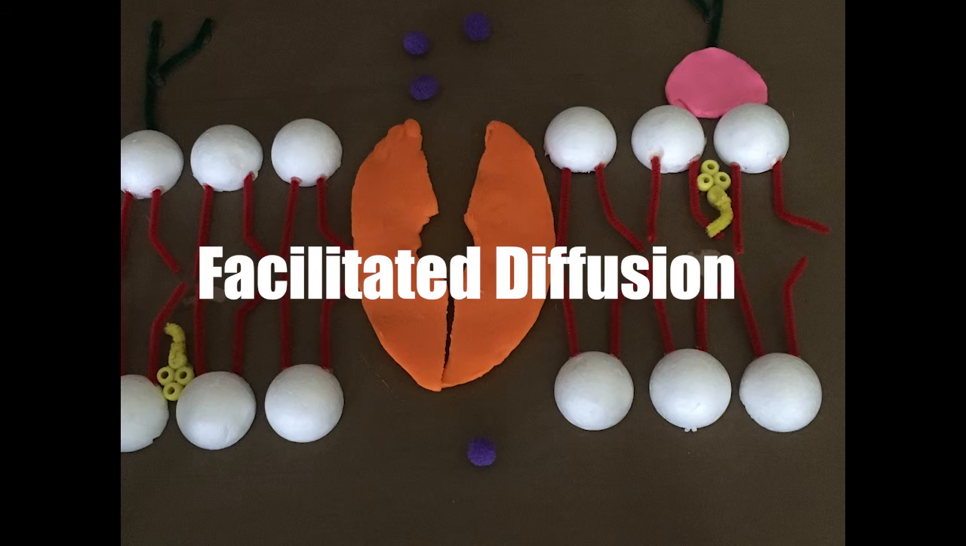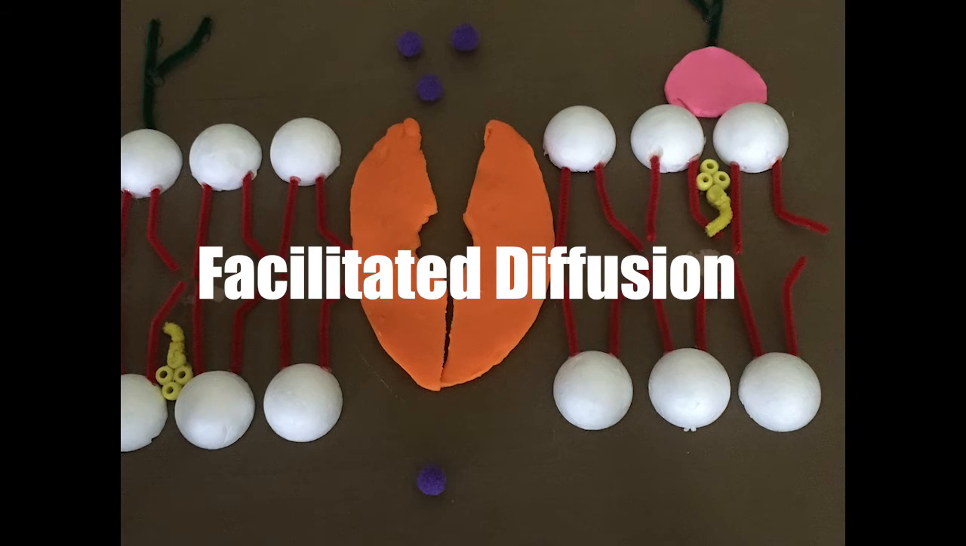Facilitated diffusion occurs down a concentration gradient, mirroring simple diffusion. However, facilitated diffusion involves the passage of polar molecules, which cannot simply pass through the phospholipid bilayer. They must utilize the assistance of carrier proteins in order to pass through the semi-permeable plasma membrane.